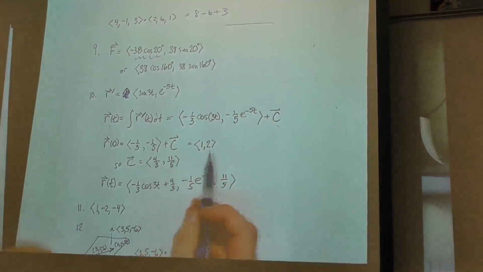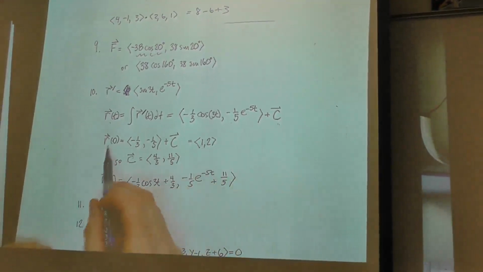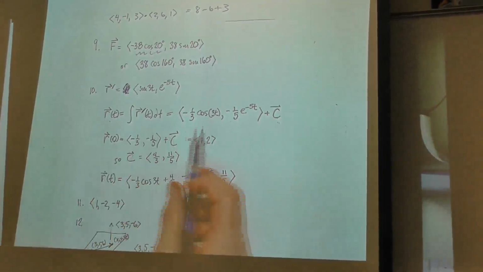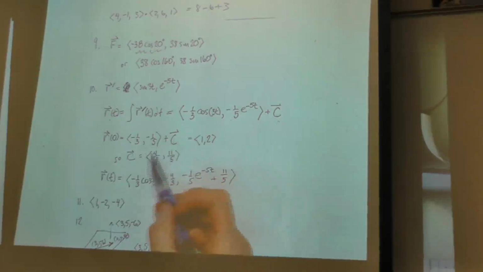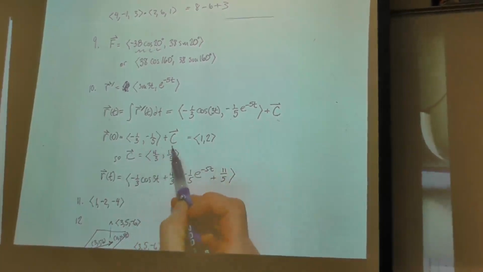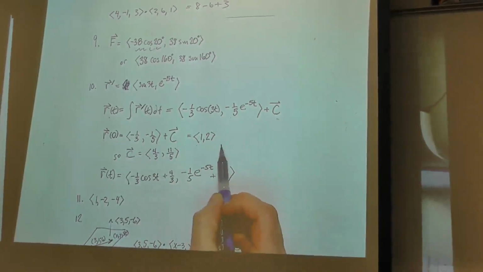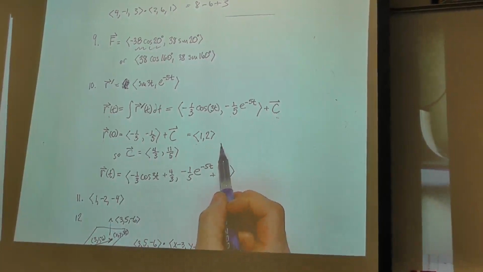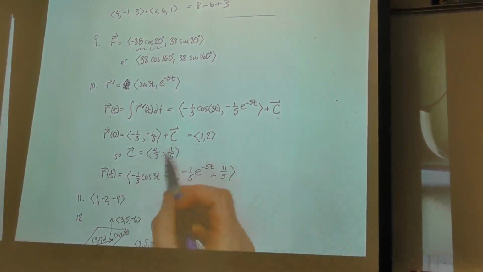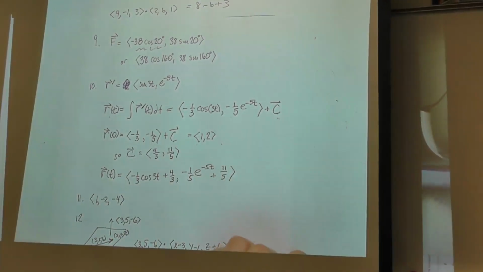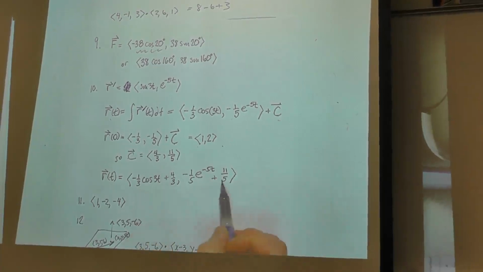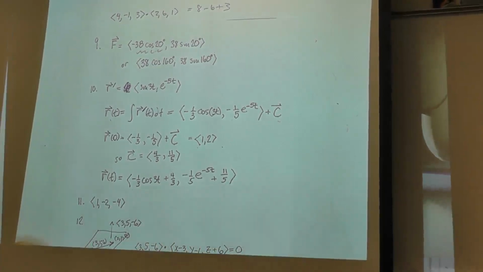To determine what that constant is, r of 0, just plug in your 0, you get this, and it's given that r of 0 is 1, 2. So this will tell me what c is, and then that in turn tells me r.